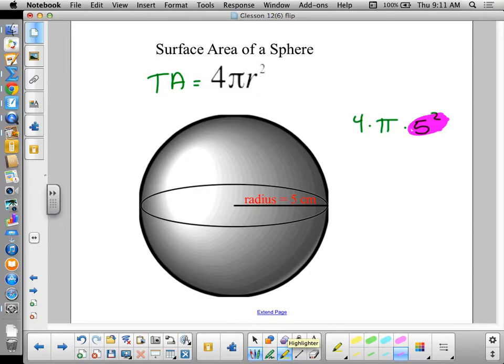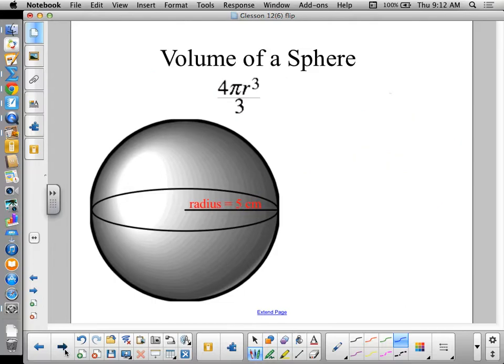Okay, 5 squared goes first, so that's 4 times pi times 25. Then we can combine the 4 and 25. Gives me 100 pi, and of course our units, and it's an area, so it's centimeters squared. Very simple to find the surface area of a sphere.